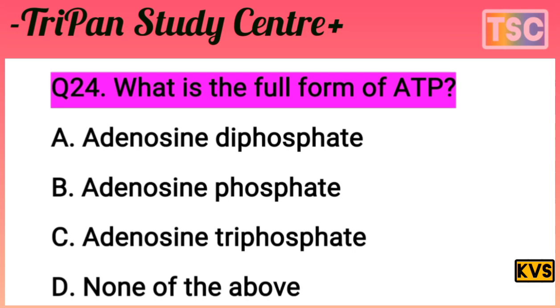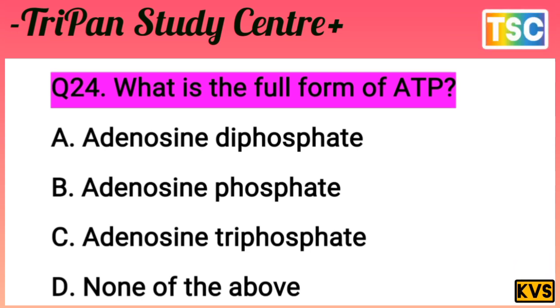Next question on your screen. What is the full form of ATP? A. Adenosine diphosphate. B. Adenosine phosphate. C. Adenosine triphosphate. D. None of the above. The question is very interesting. But you know that ATP stands for adenosine triphosphate.